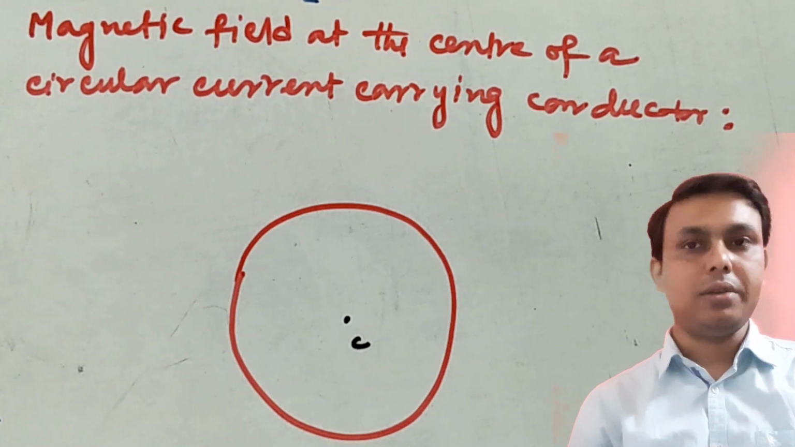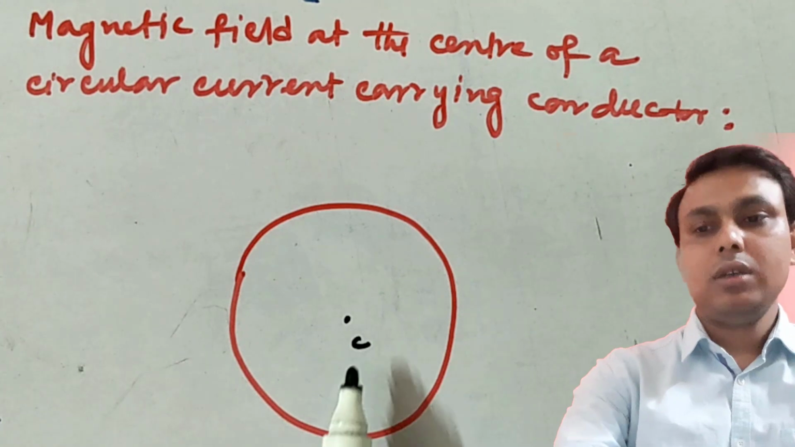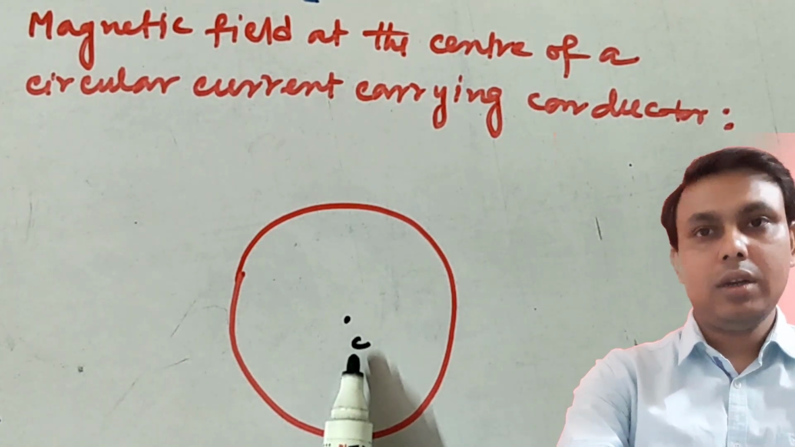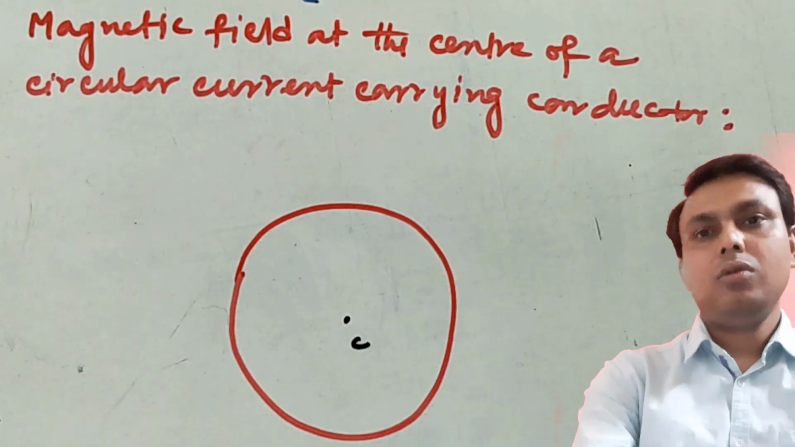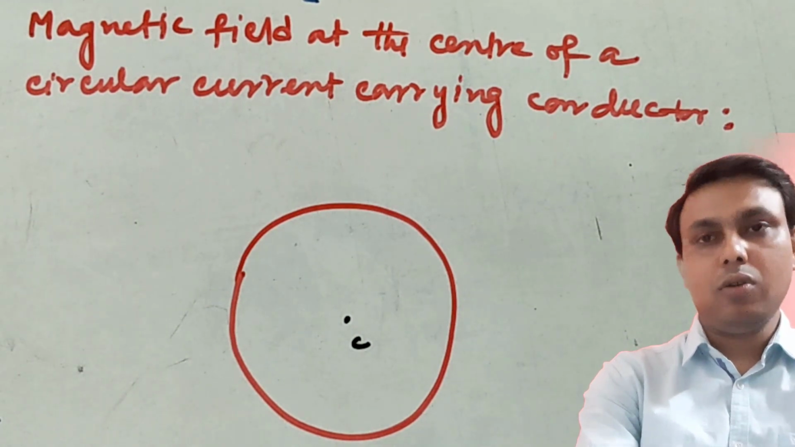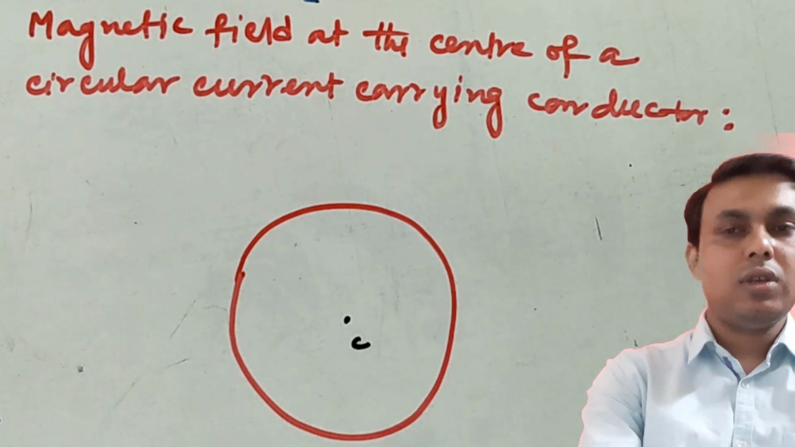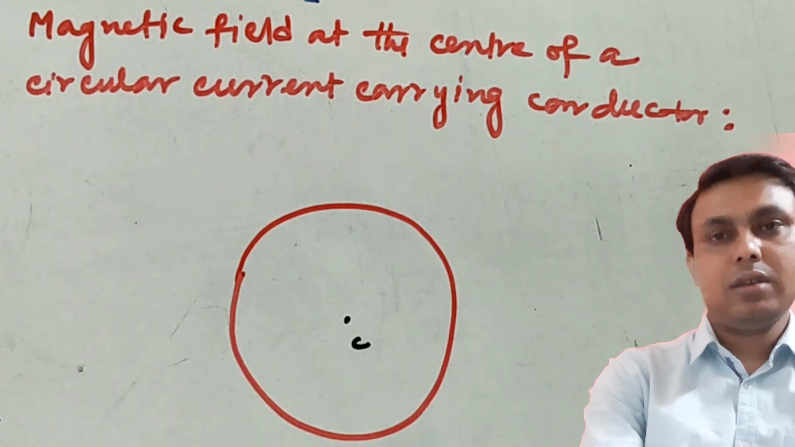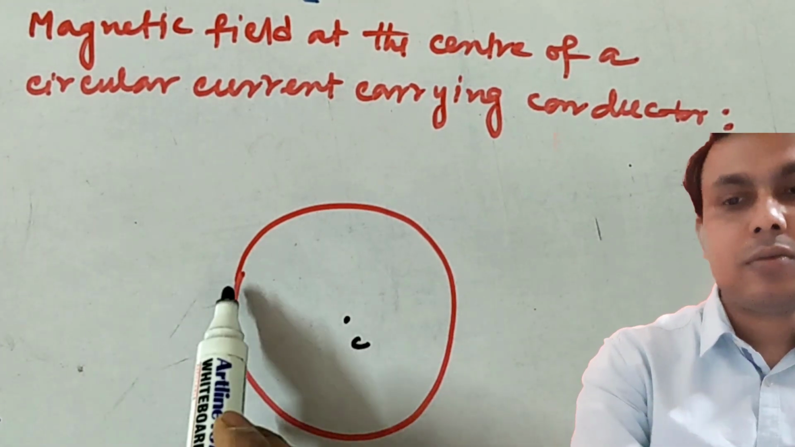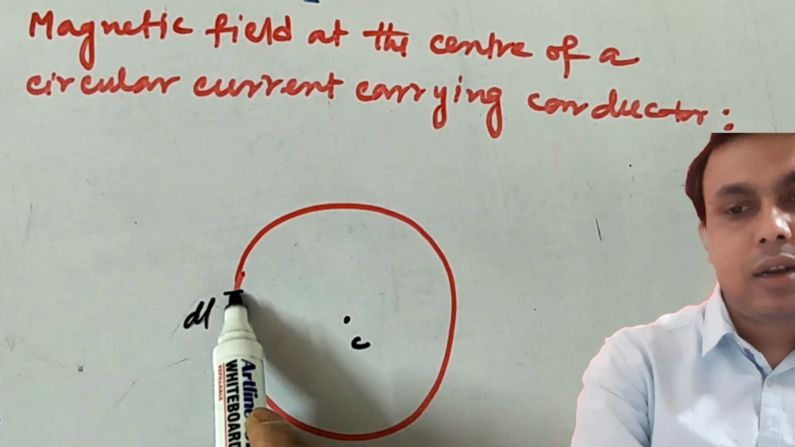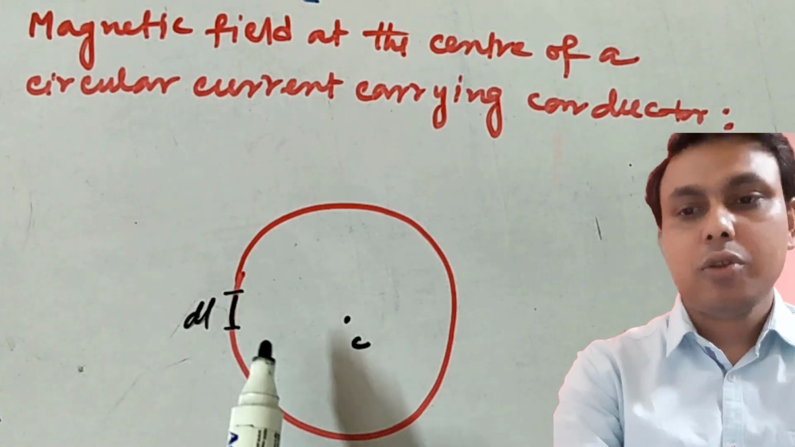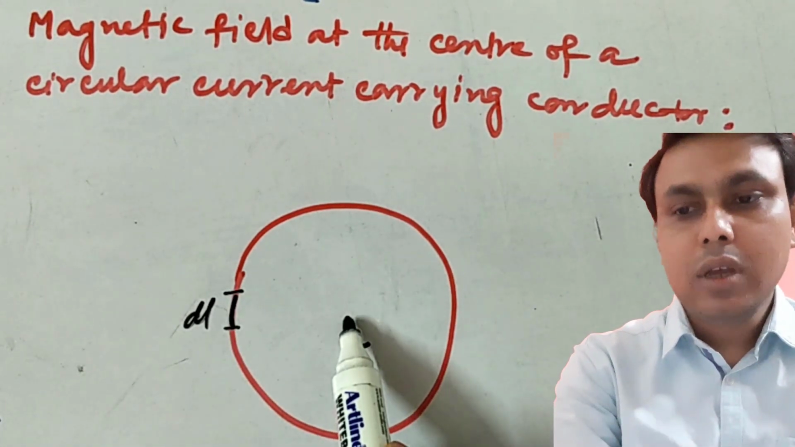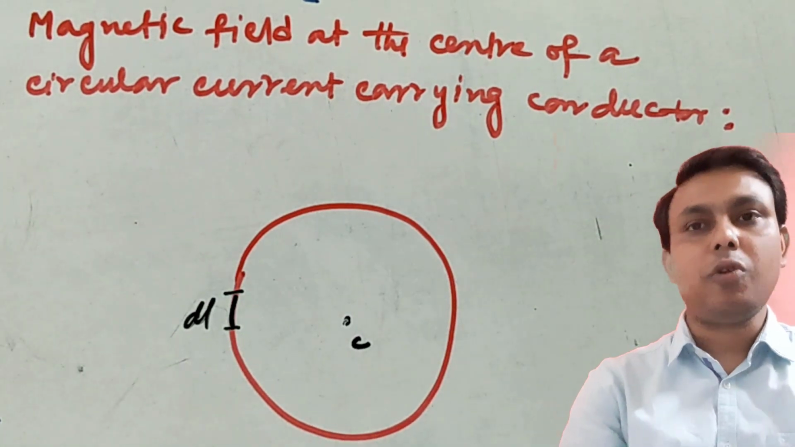the magnetic field. অর্থাৎ আমরা C বিন্দুতে চুম্বক ক্ষেত্রের মান নির্ণয় করতে চাই। A current I is flowing through the conductor in the clockwise direction. Now, to apply the Biot-Savart law, at first we have to choose an elementary length. Suppose this is dl, the elementary length. Now for this length dl we have to calculate the magnetic field at this point C.